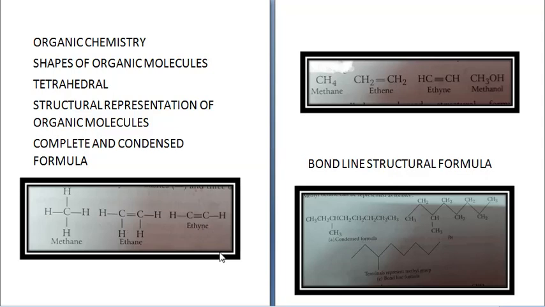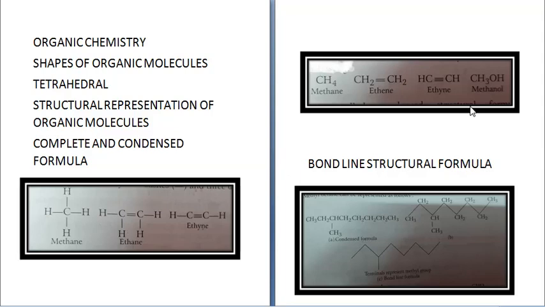These structures can be simplified by omitting the dashes. You can write them directly: instead of writing methane like this, you can write CH4. Ethene can be written as CH2=CH2. Ethyne can be written as CH≡CH. Methanol can be written as CH3OH. No need to show the dashes. Such structures, because they have become shortened, are called condensed structural formulas.